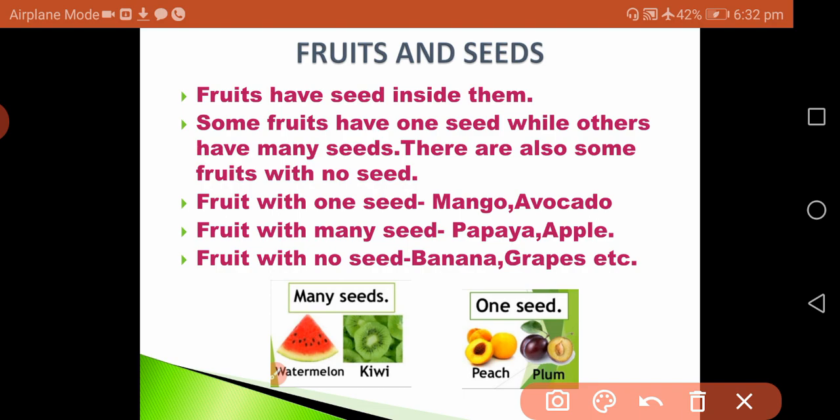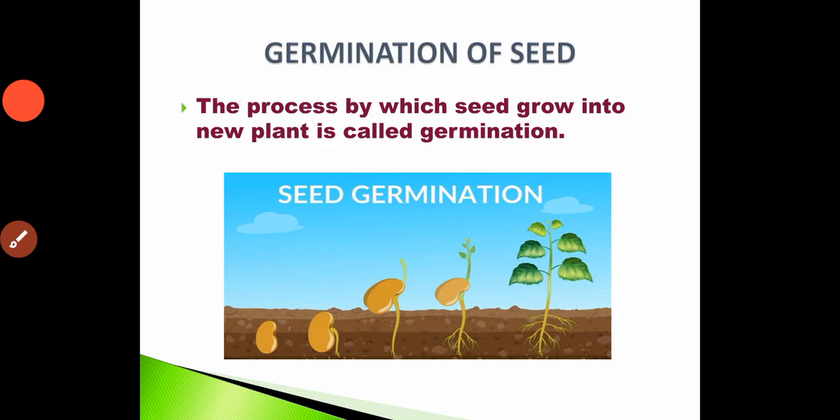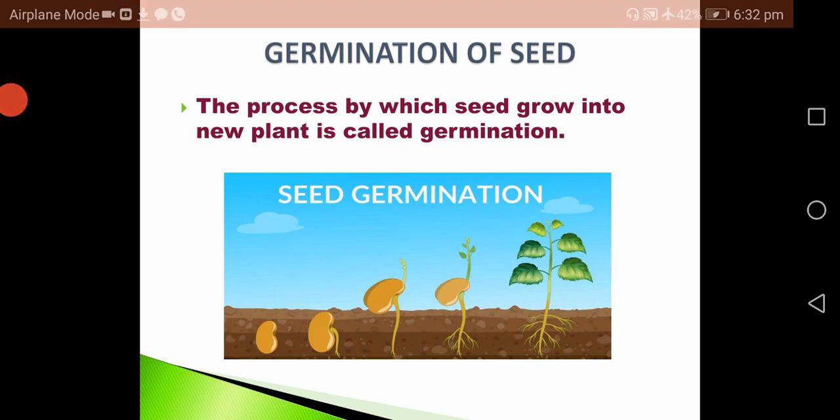On the other side, you can see the picture with fruits which have many seeds inside them, like watermelon, kiwi, they have many seeds inside them. And there are also some fruits like banana, grapes, etc., which do not have any seed inside them. Now let's move to another topic, that is germination of seed.